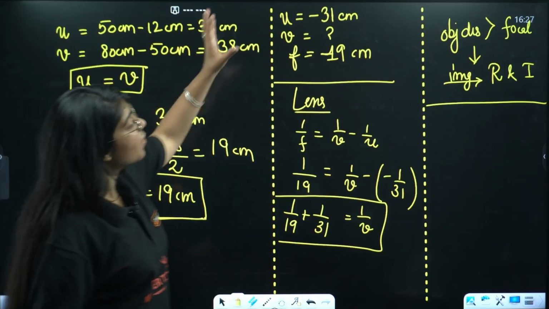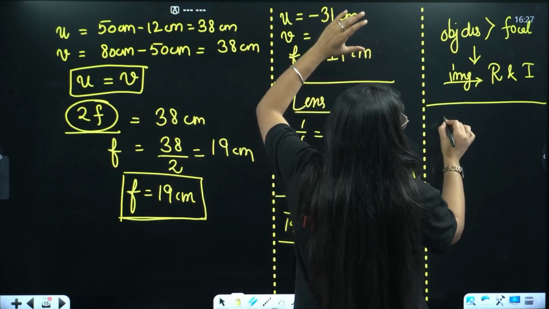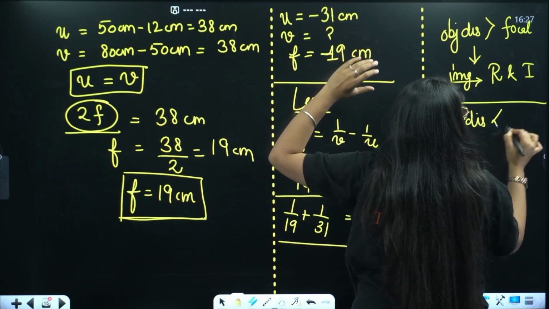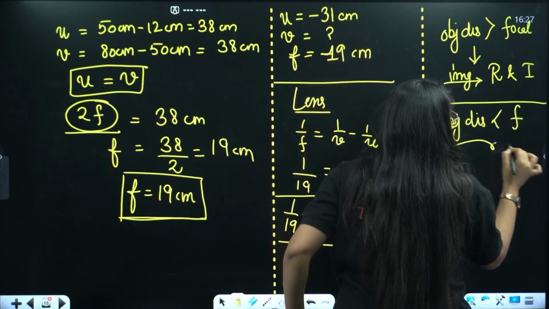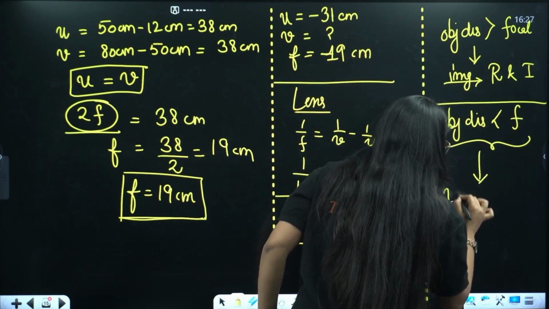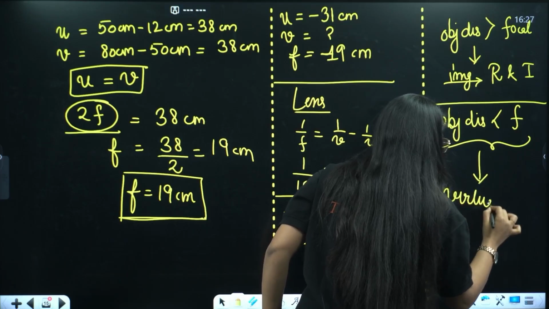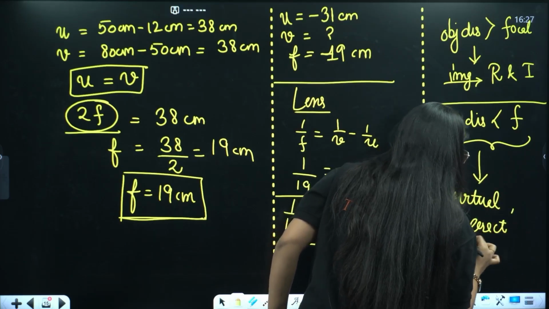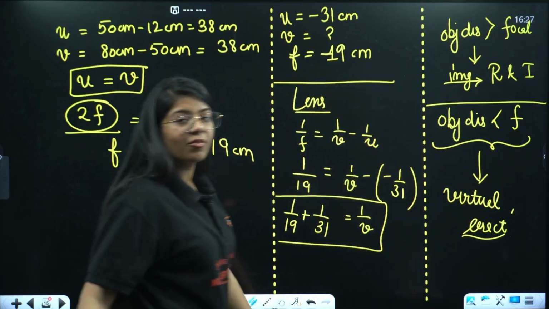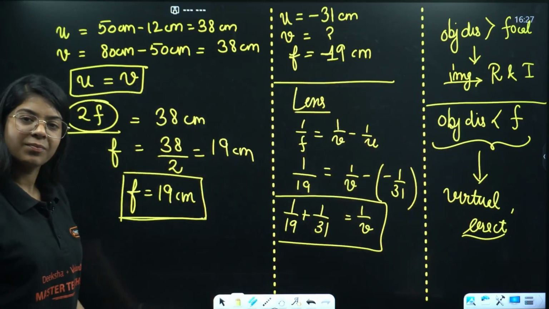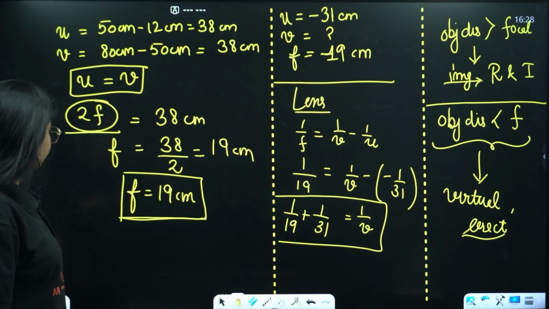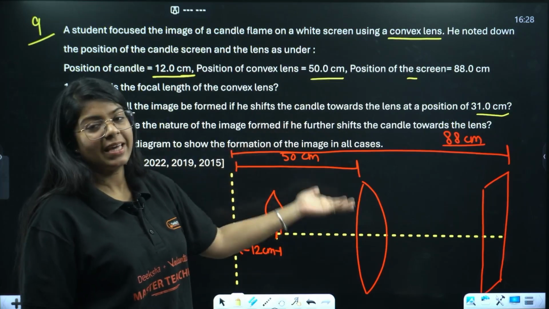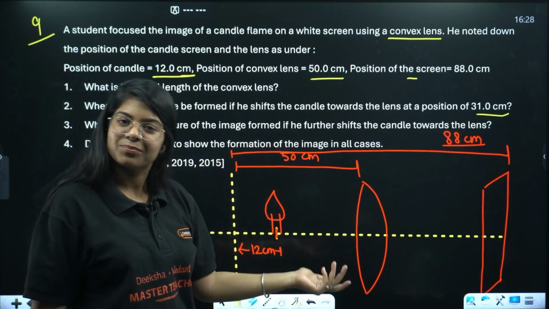But if the object distance now is less than focal length, then the image will be virtual and erect. Very simple, the image will be virtual and erect. That will be the sixth case of my convex lens. Understood? Clear? Okay, draw a ray diagram to show the formation of image in all cases. We have already done that.